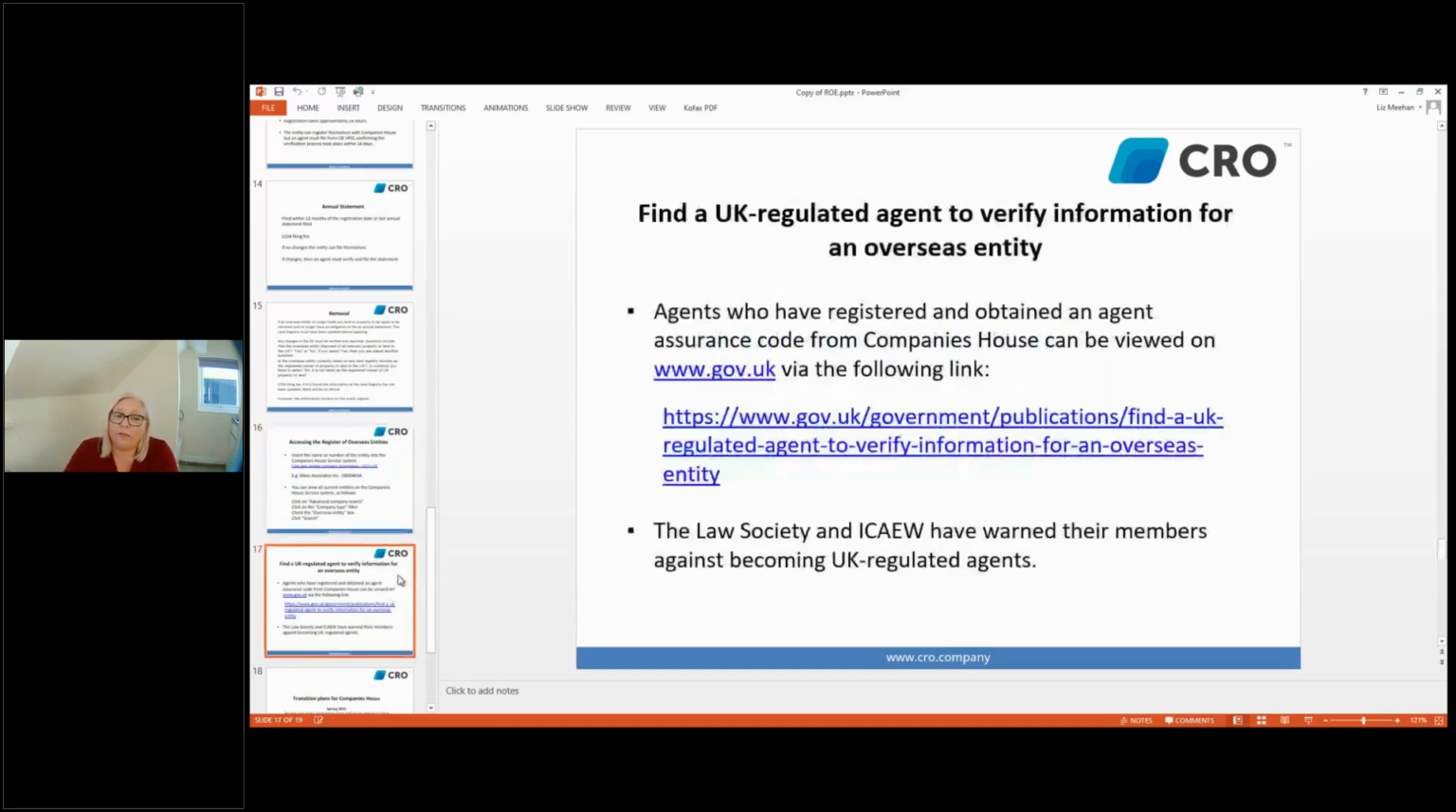If you want to find a UK regulated agent, there's a link on this slide for the information that can be found at Companies House. All I would say is shop around, because some of the agents charge thousands of pounds. So I think it's really good that you try 2 or 3 before you decide on one. Obviously, we provide that as well. And the Law Society and ICAEW also warn their members against becoming UK regulated agents. So that's something that you may want to think about. I believe there may have been some issues with PI insurance and things like that. So it might be something that you want to check out with your association as well.